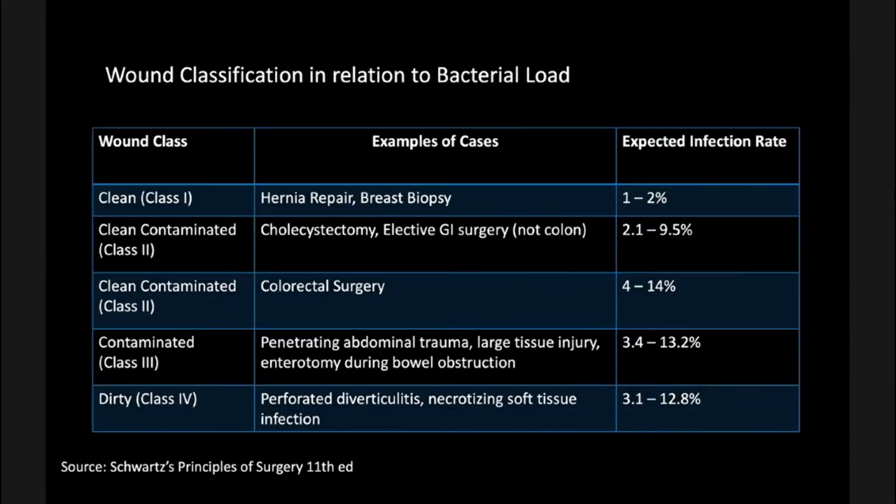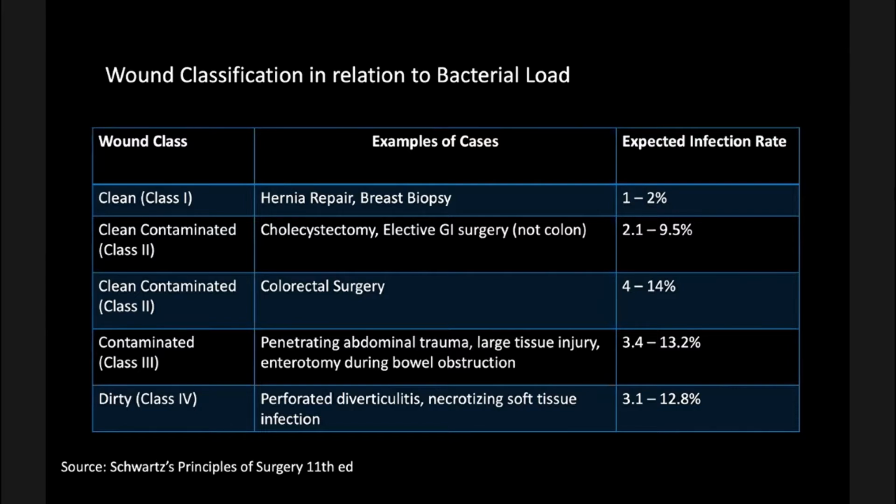So this is the wound classification in relation to bacterial load. As you can see, we have 4 classes of wounds, classified as clean in class 1 and progressing to dirty wounds in class 4. You have to familiarize yourselves with this table. This is very important. You can find this in your book, Schwartz's Principles of Surgery, with each class corresponding to the expected infection rate.